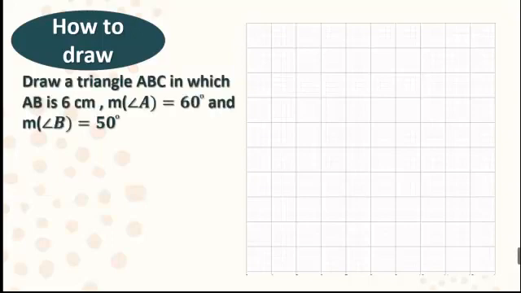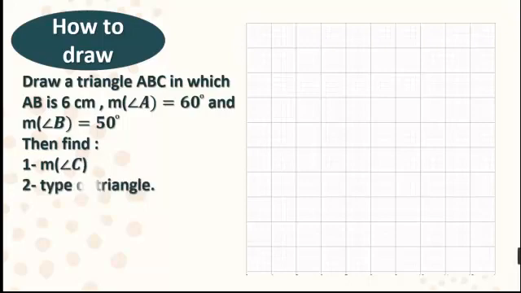Now let's move to the second topic, which is how to draw the triangle. First, I will see the question. Draw a triangle ABC in which AB is 6 cm, measure of angle A is 60 and measure of angle B is 50. I have here one side and two angles. Then find the measure of angle C and determine the type of the triangle.